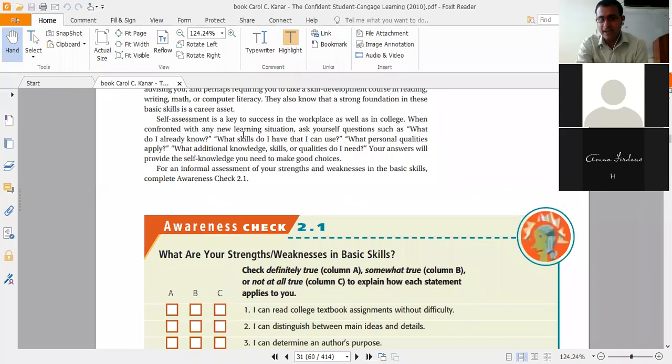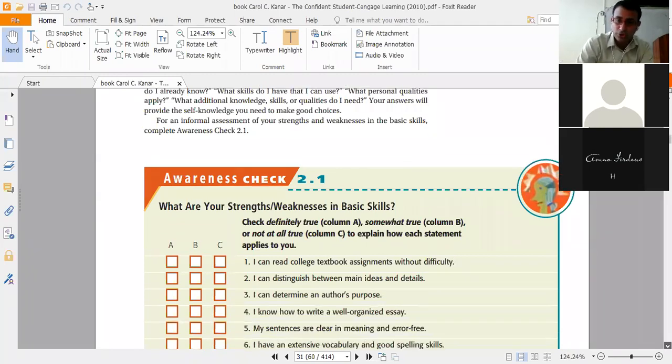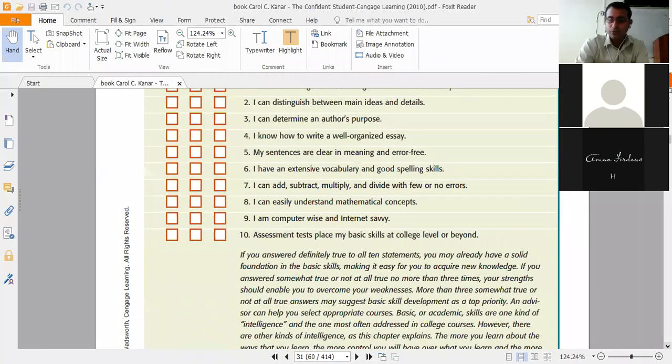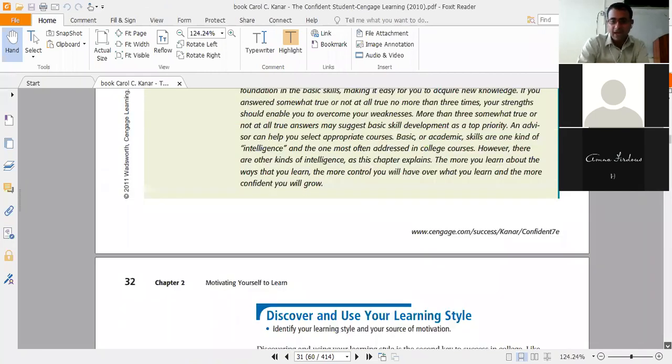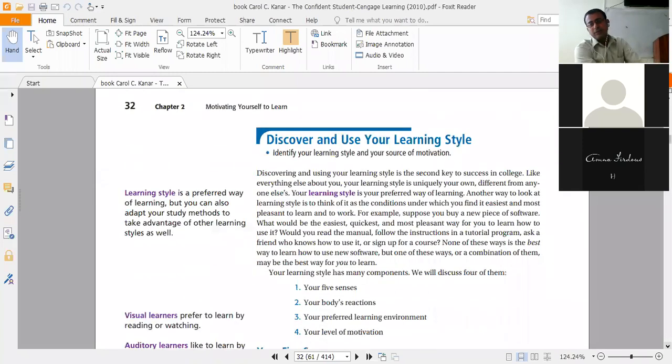Self-assessment is the key to success in the workplace as well as in university. When confronted with any new learning situation, ask yourself questions such as: What do I already know? What skills do I have that I can use? What personal qualities apply? What additional knowledge, skills or qualities do I need? Your answers will provide the self-knowledge you need to make good choices. So we have read in the awareness check what kind of questions you should ask, and these questions will help you to find out where you stand. Is this clear? Do you have any question?